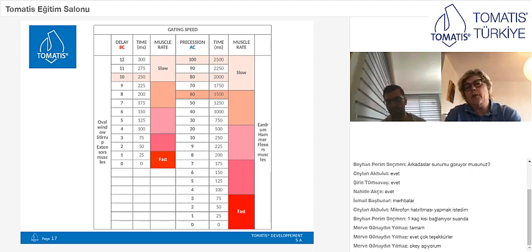Here I put a slide with the different speeds of delay here for bone conduction and precession over here.